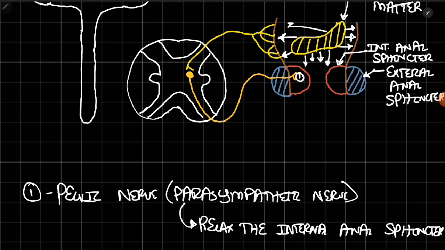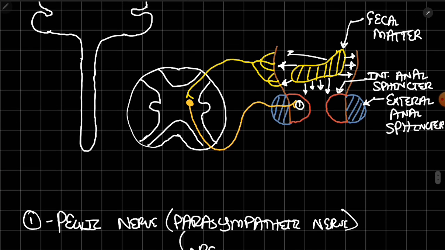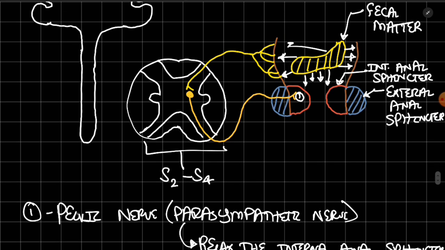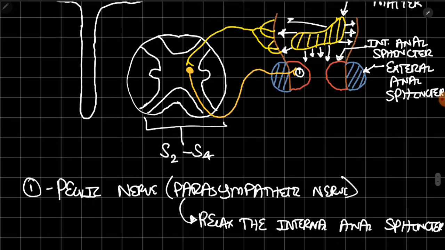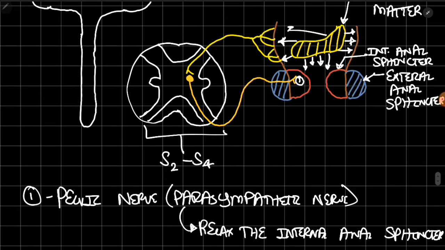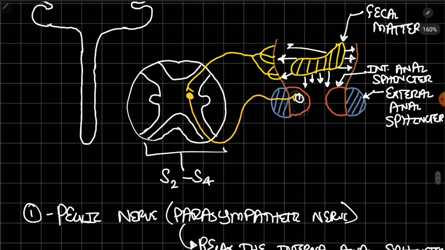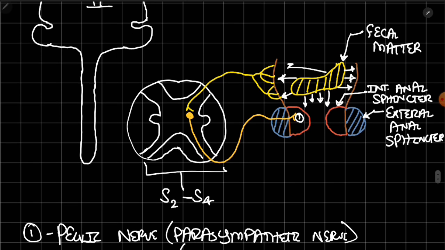create more pressure. At first, I forgot to tell you which vertebrae this will be. This may be S2 to S4. Yes, it is now completed. Now, since the pelvic nerve carries parasympathetic signals and relaxes the internal anal sphincter, the fecal matter will come a bit low.